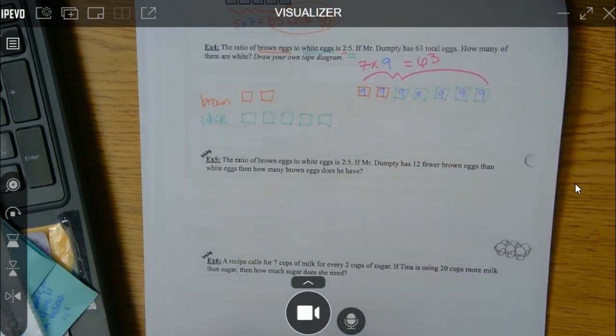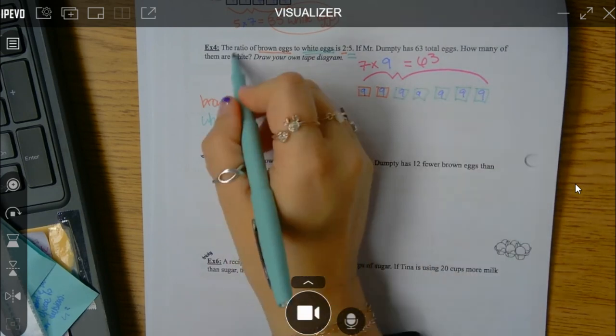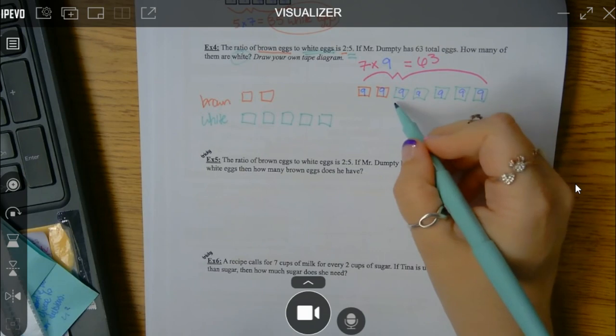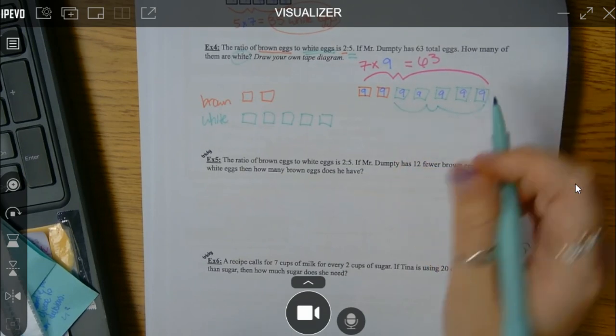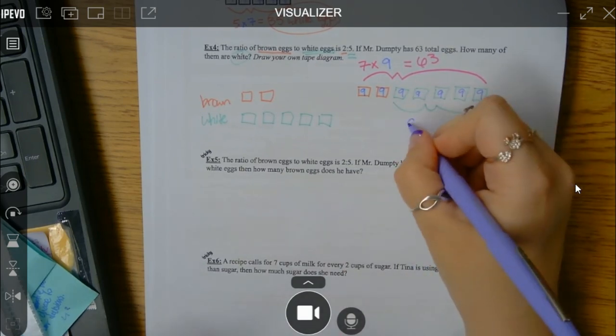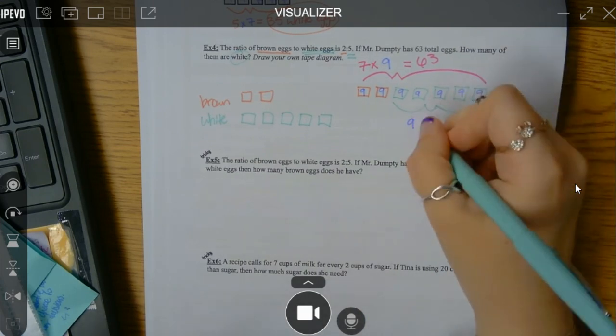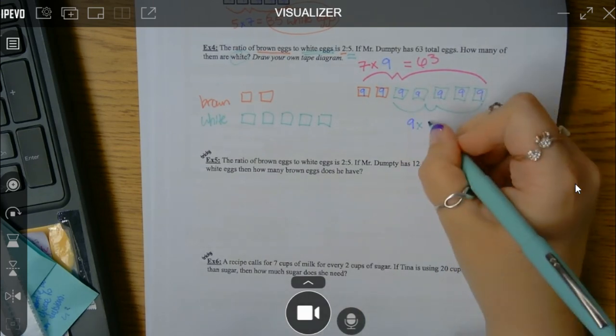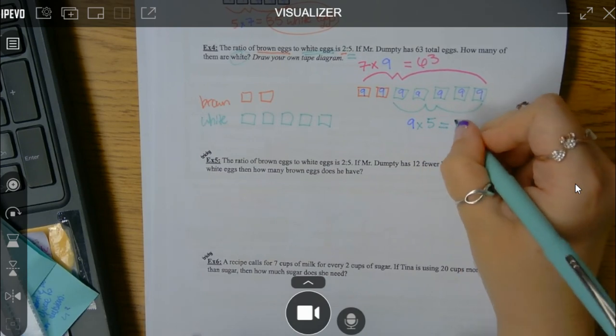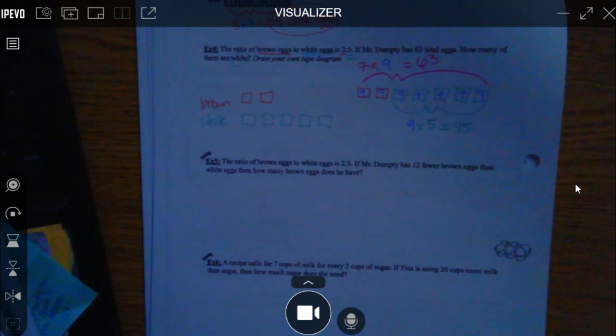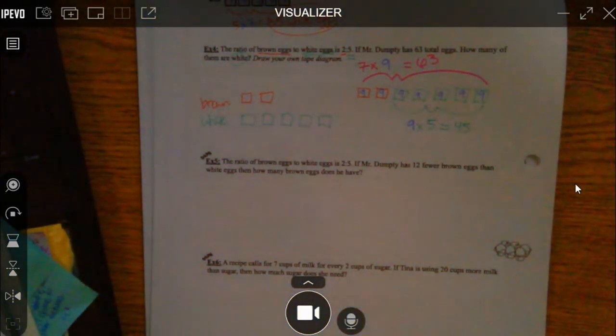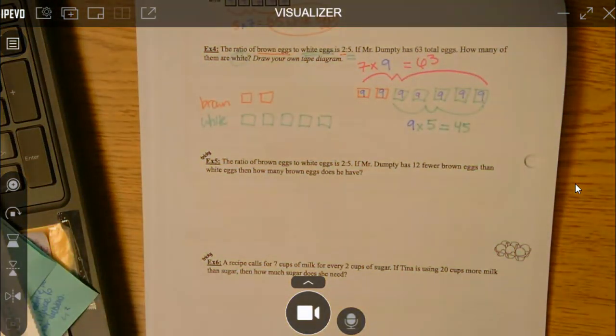And now they said, okay, how many of them are white? So white is the one that I'm focusing on. That's these ones. Okay, well, each box is worth, we said 9. And how many of those boxes are white? 1, 2, 3, 4, 5. So 9 times 5 is 45. So that means that this will have 45 white eggs. Okay, if you got that one right on your own, great job. That one was really hard.